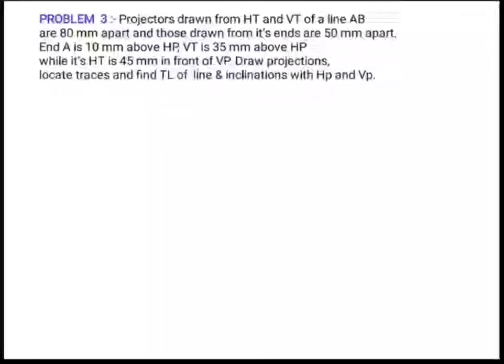Next, problem number 3. The projectors drawn from the horizontal trace and vertical trace of a line AB are 80 millimeter apart, and those drawn from its ends are 50 millimeter apart. End A is 10 millimeter above the horizontal plane, the vertical trace is 35 millimeter above the horizontal plane, while its horizontal trace is 45 millimeter in front of the vertical plane. Draw the projections, locate traces and find the true length of the line and inclinations with the horizontal plane and vertical plane.